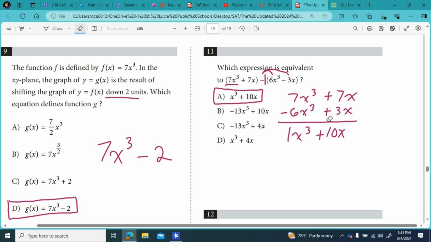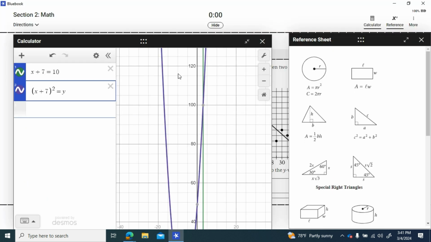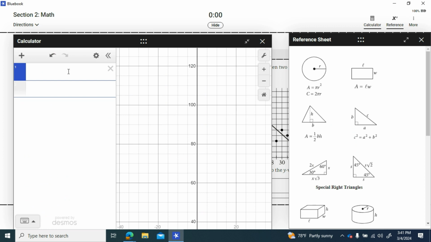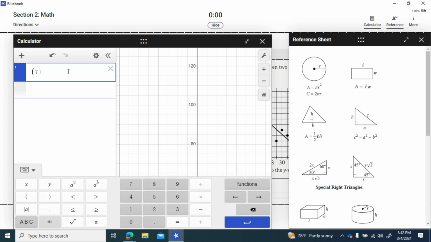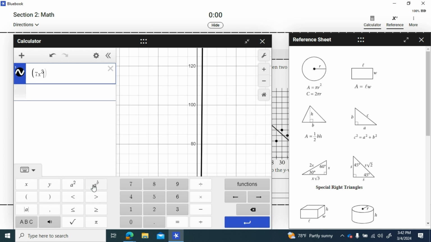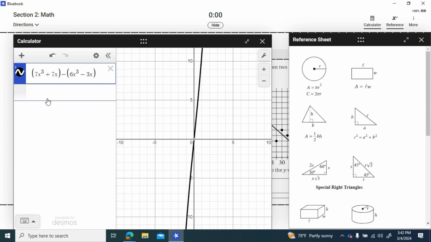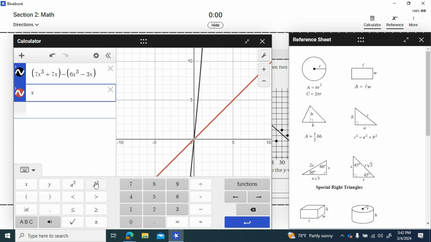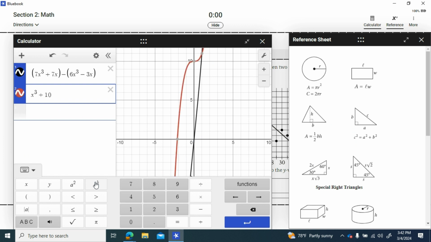And interesting enough, if you take these two expressions and just type them in on the calculator: 7x cubed plus 7x minus 6x cubed minus 3x. Let me take it back home here. And my answer was x cubed plus 10x. Look at that. My red line and my black line are the exact same line. So I know that my two expressions are equivalent.